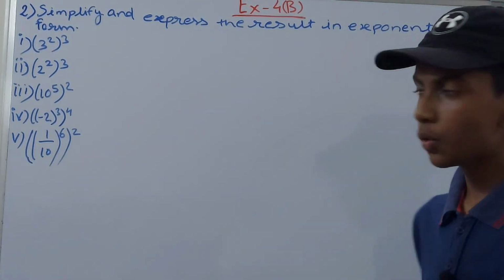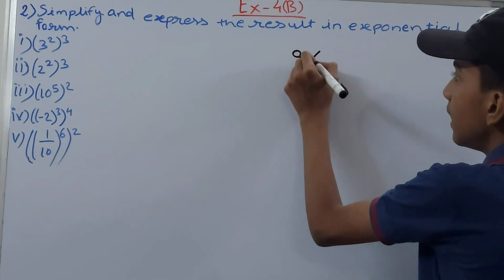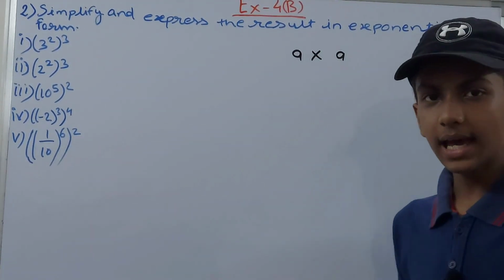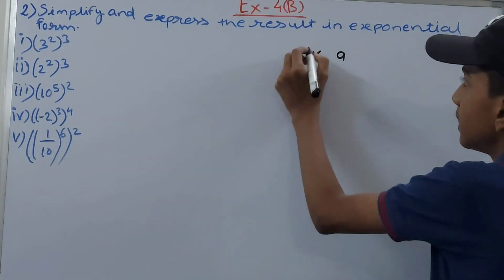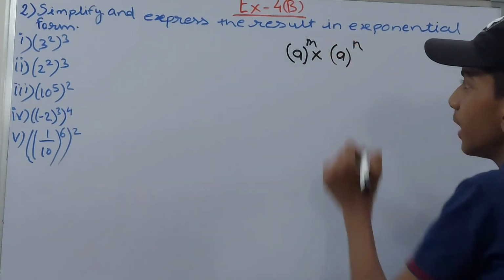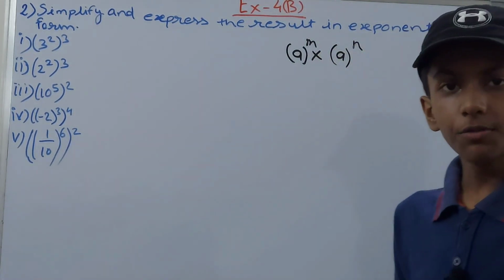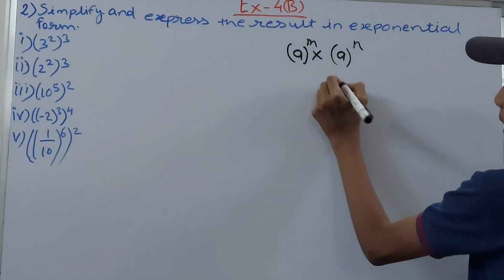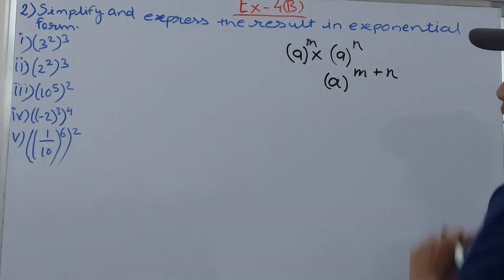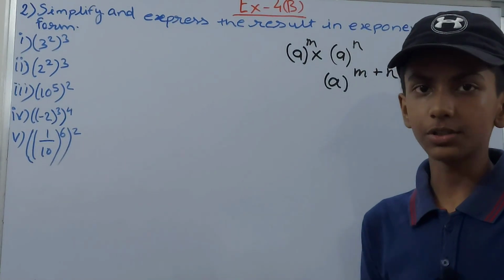Like the previous question, what we had was a into a, right? Base was same and this base had different powers. Suppose a to the power m and a to the power n. So after simplifying, what we would get would be a to the power m plus n. Simply add these two powers just like we did in the previous one.